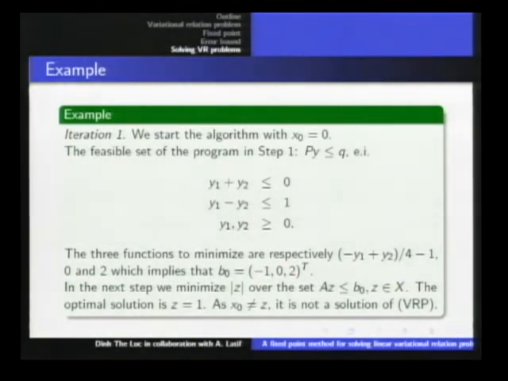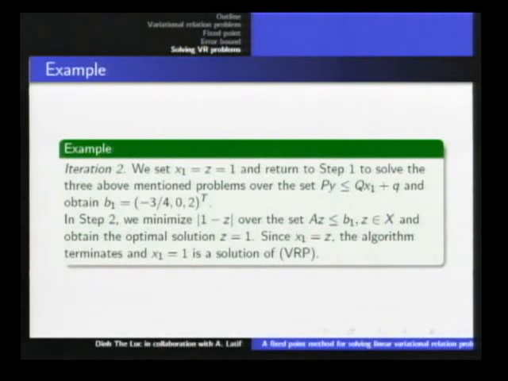How to compute a solution of our VRP? We start with this point, X naught. Then we solve a system of linear inequalities and obtain an optimal solution, vector B naught. Then we check: X naught is not equal to Z, the optimal solution, so we go further. In the second iteration, we start with what we obtained in the first iteration, x1 equal to one. We solve to obtain b1, and then we minimize xr minus b over this constraint set. We obtain a solution equal to one, and then I check x1 equal to z, so I stop my algorithm. That way, we obtain our solution.